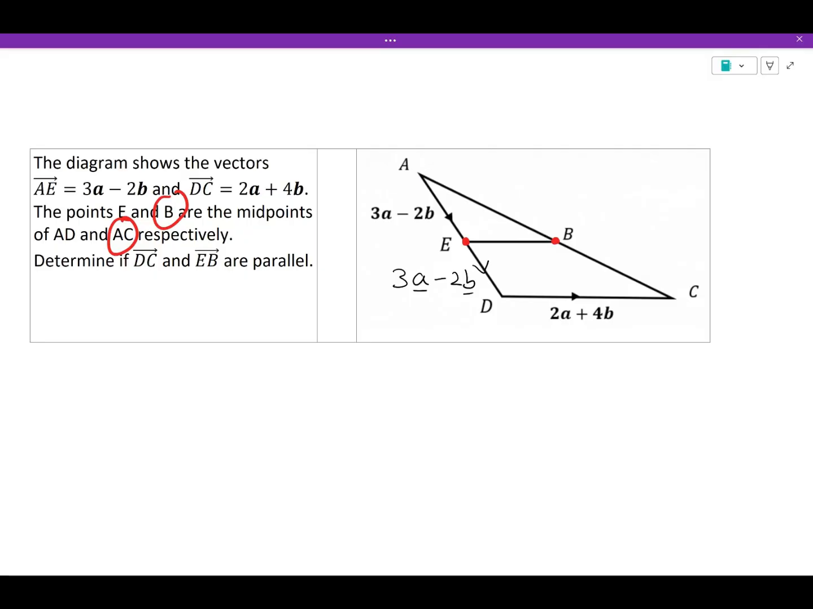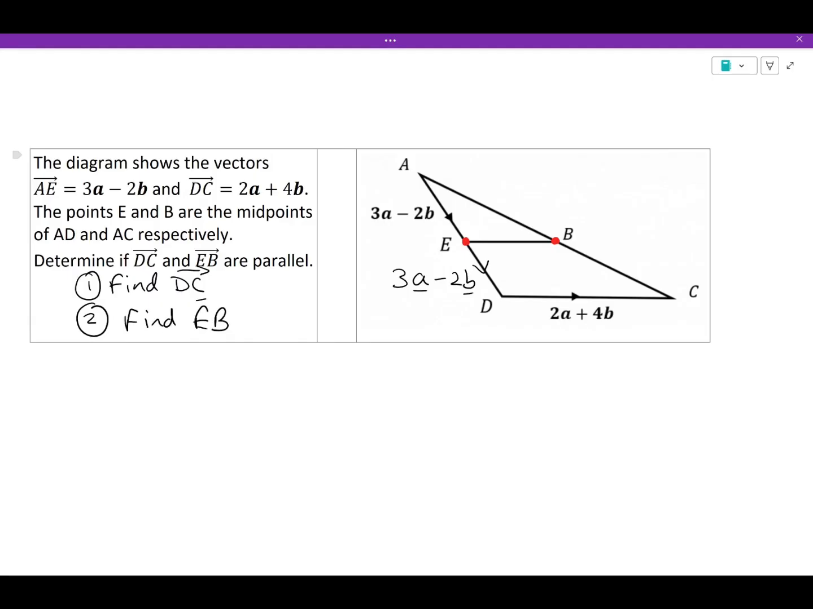Now let's look at what we're actually being asked to do. So we need to determine if D to C and E to B are parallel. So there's sort of two main steps we need to do here. We need to find both of these vectors. So we need to find D to C. And then after I've done that, I need to find E to B.